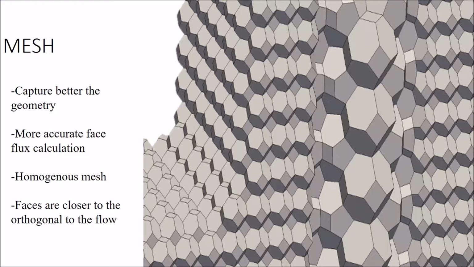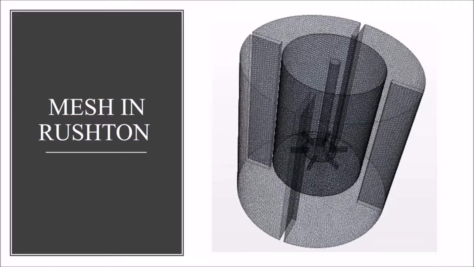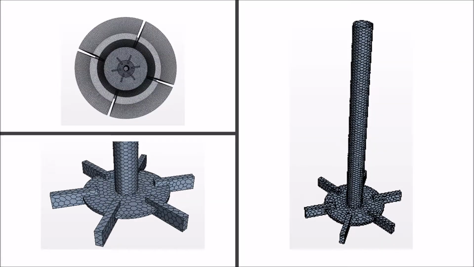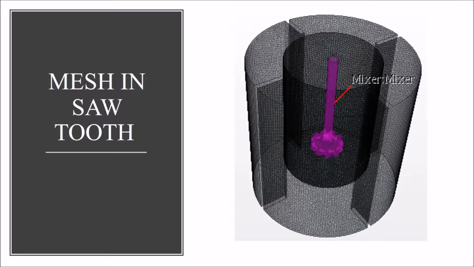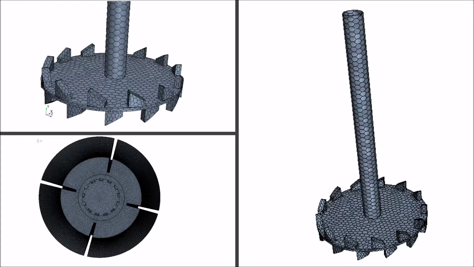The mesh is very important in the simulations, so we selected the polyhedral mesh to better capture the geometry, to get a homogeneous mesh and be more accurate in the flow calculation. Here it can be seen the mesh inversion, and if we go deeper, the Russian impeller has thinner cells in the impeller. Now it can be seen the mesh in the sawtooth impeller, which also has thinner cells at the surface of the impeller.